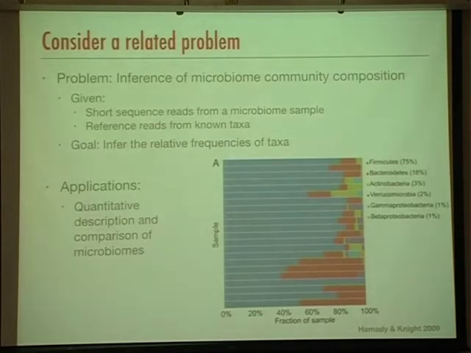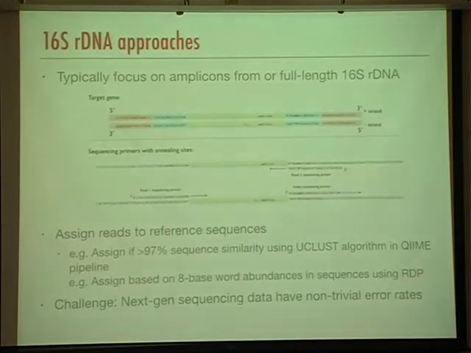So we might be interested in knowing, for different individuals, the fraction of the sample that is of Firmicutes versus Bacteroides, because that has a lot of influence on the health of the gut microbiome, for instance. And once we have these frequencies of the different microbiome taxa, we can do quantitative description and comparison of microbiomes and see what kind of factors are affecting these distributions.